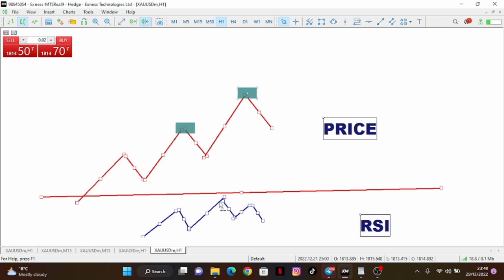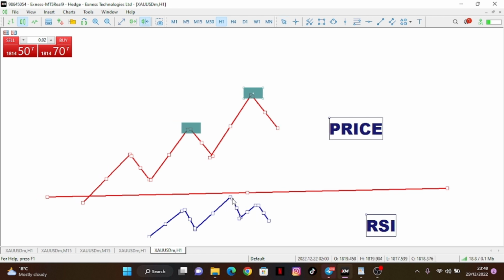So when price is having higher highs and the stochastic starts making lower highs, does that make sense? Lower lows, lower highs, lower lows. And when the RSI starts making lower lows, which are these, these are our lower lows. Let me just add that up.